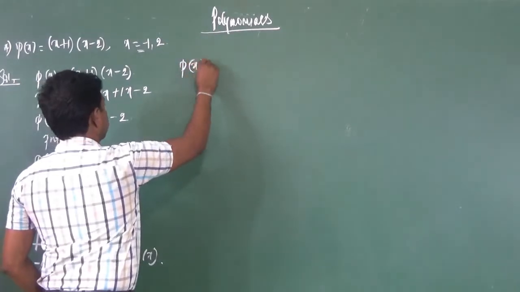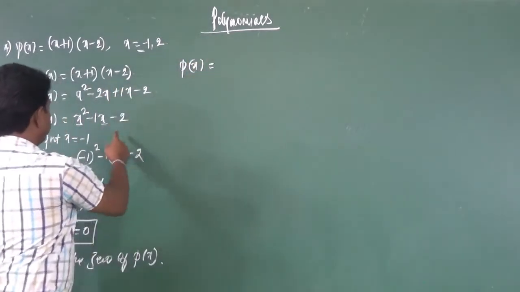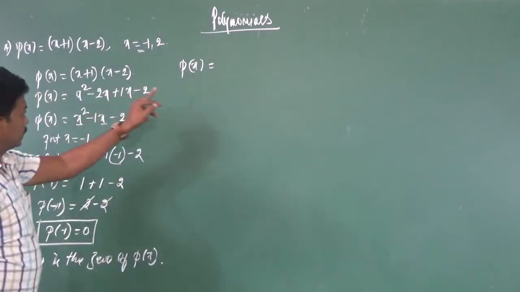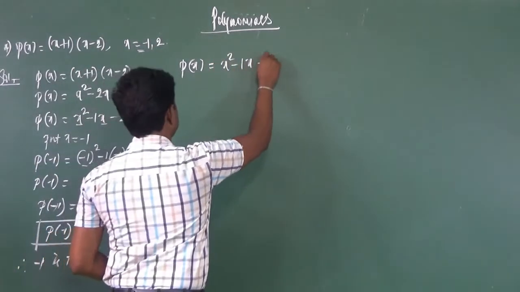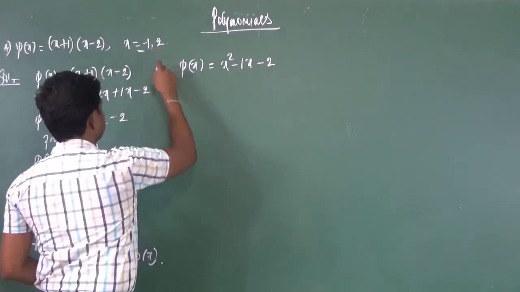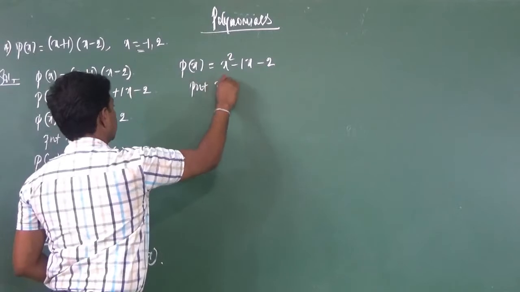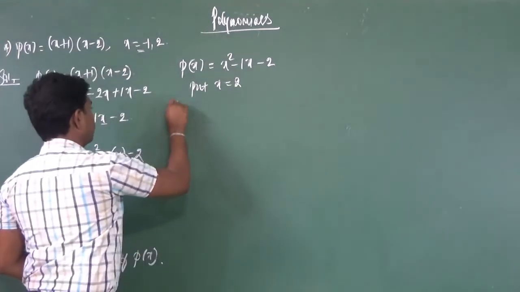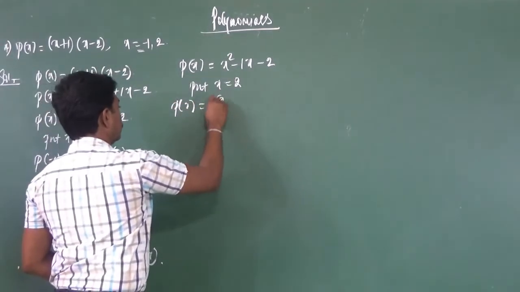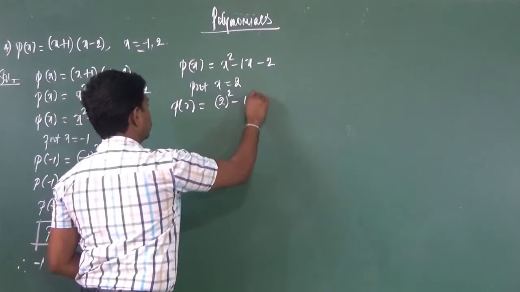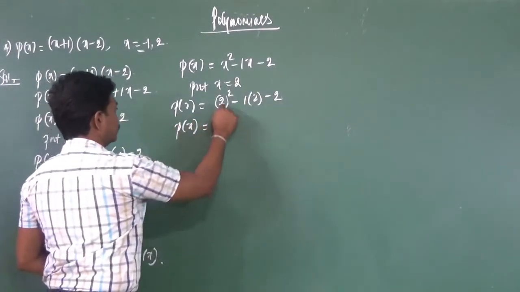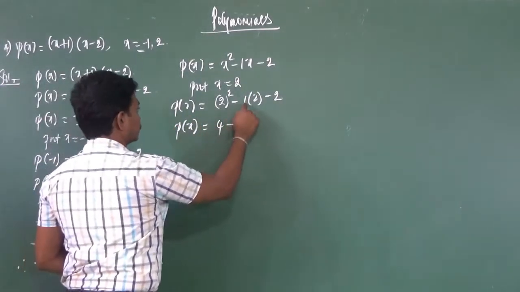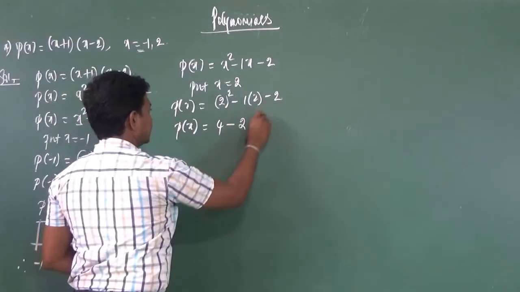So let us get into the second one. P of x is equal to, don't write this, the polynomial is already ready here. You can carry the same thing. So x square minus 1x minus 2. Now put x is equal to 2 here. So P of 2 is equal to 2 whole square minus 1 into 2 minus 2. So 2 square is 4, minus 1 into 2 is 2, minus 2.